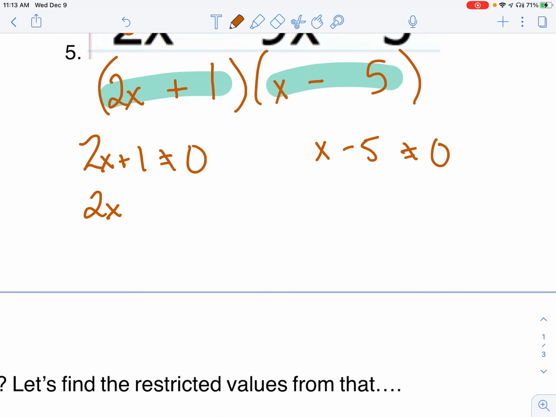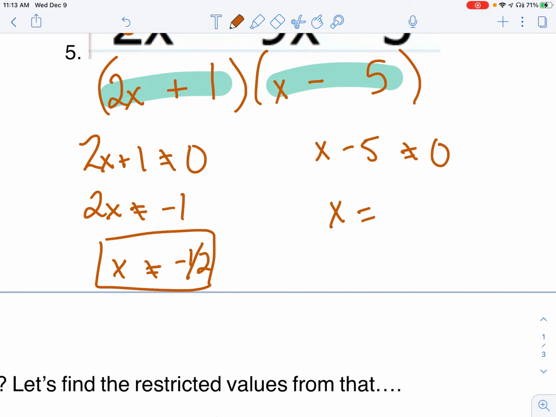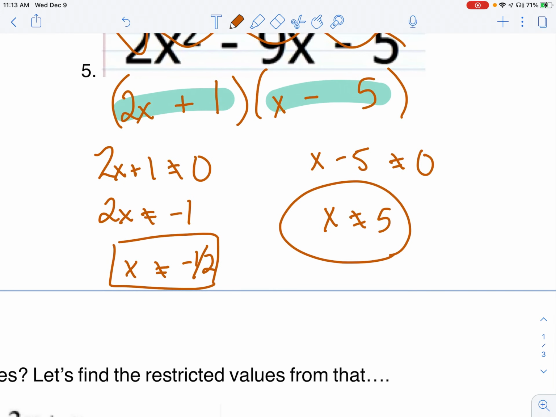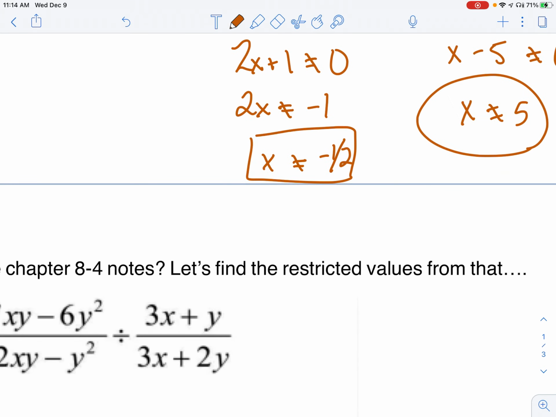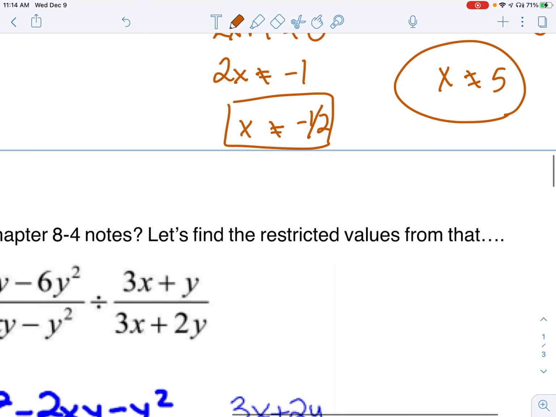So subtract 1, divide by 2. So the first restricted value is -1/2, and this one all we need to do is add 5. The other restricted value is positive 5. So again, you factor the denominator and numerators if you have more than one fraction in a division, and then set them equal to 0 and solve.